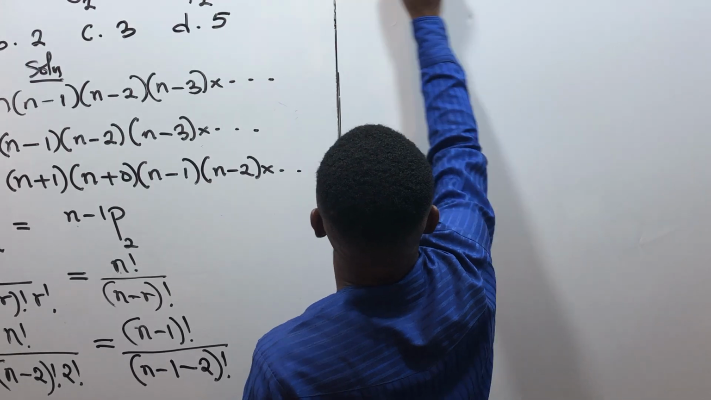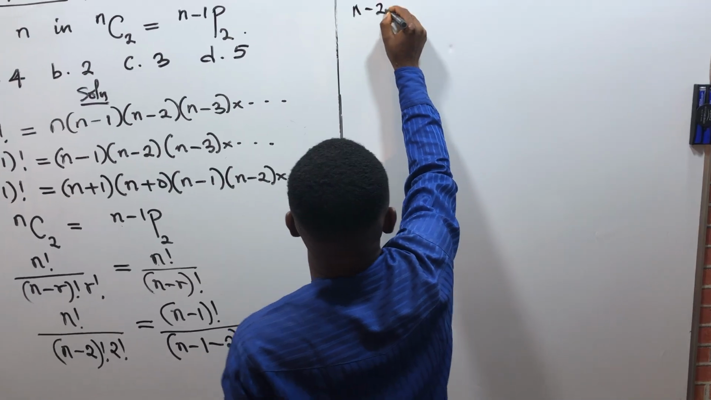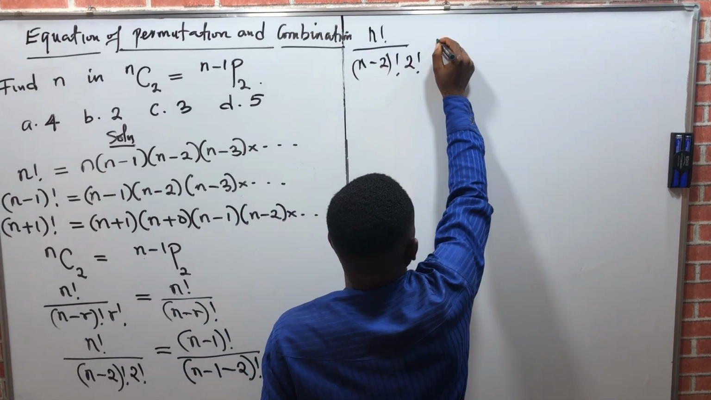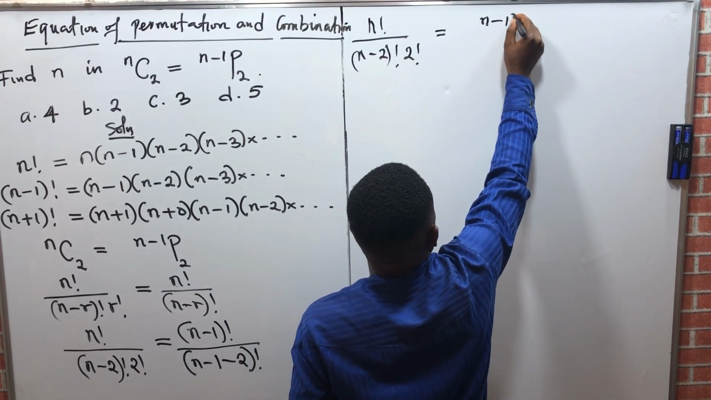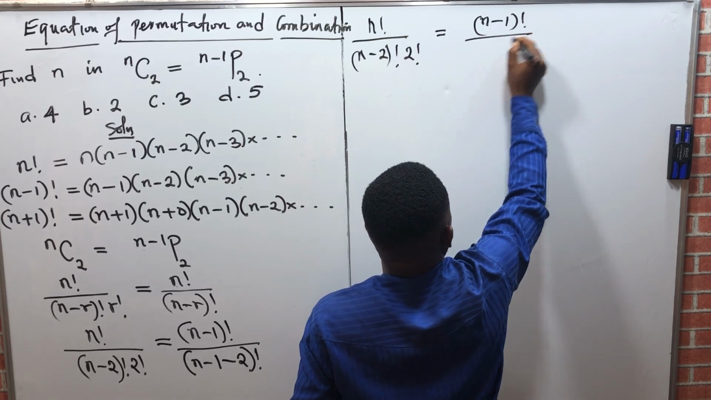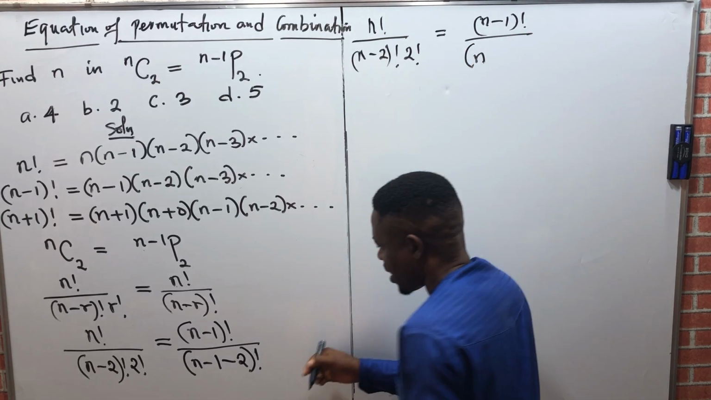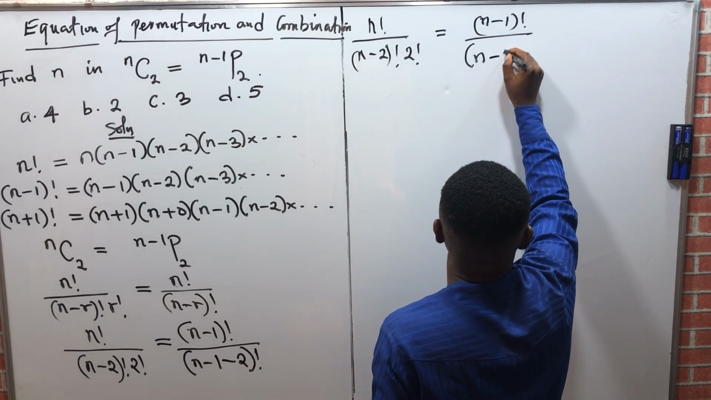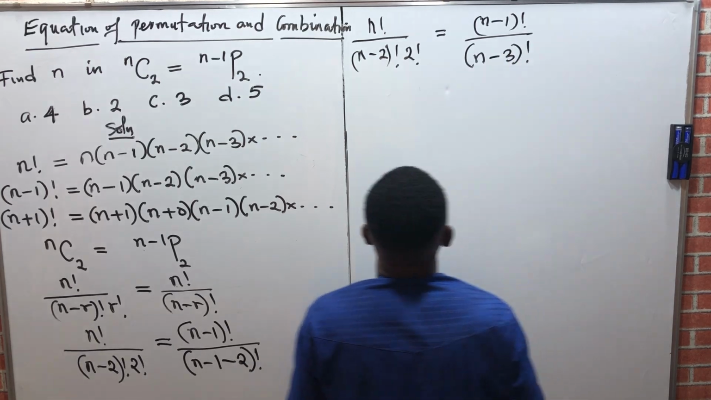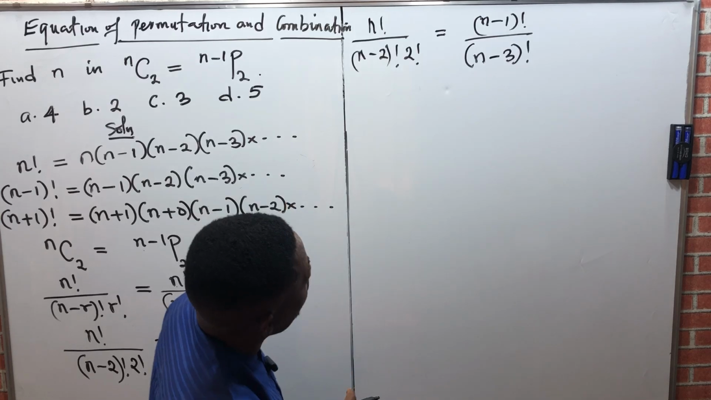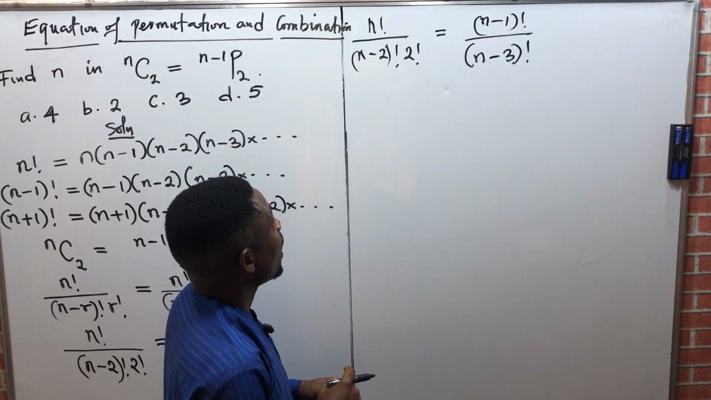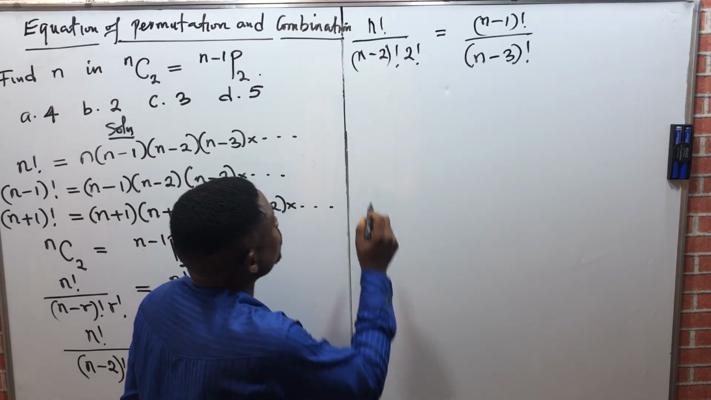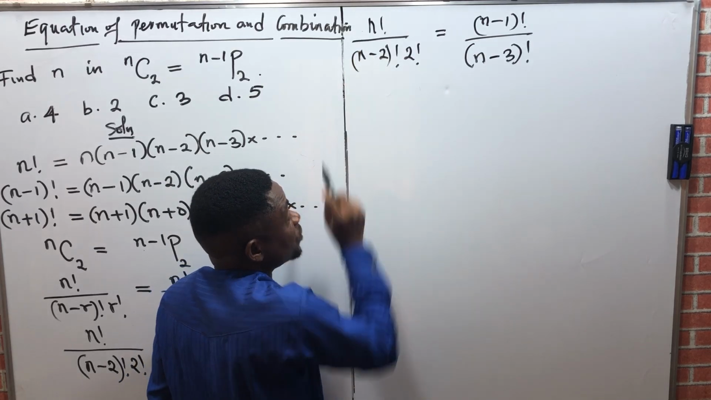n factorial all over (n minus 2) all factorial times 2 factorial. Then to the right, you'll be having (n minus 1) all factorial all over bracket, then watch n. I want you to observe this. Minus 1 minus 2 will give us minus 3, then all factorial. Now, I want you to observe this particular expression. And I've told you how to expand factorial. Now, what you should do is to observe the numerator and the denominator.